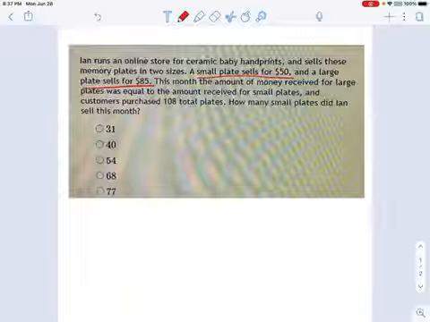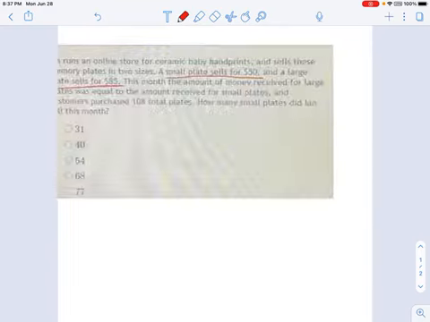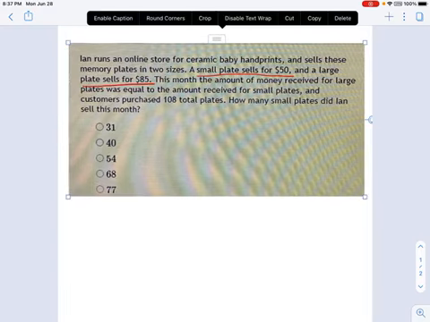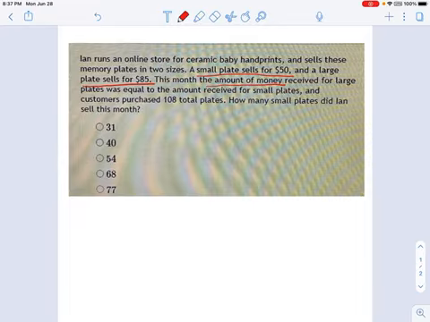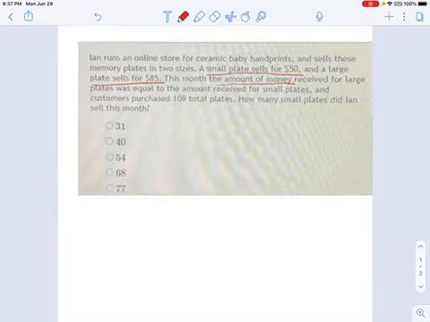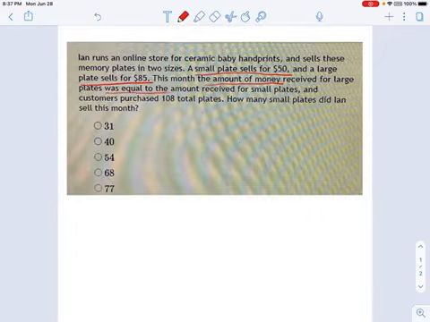One of the clues is that the amount of money received for large plates was equal to the amount received for small plates. Okay, so let's try to put that into an equation. How much money did he receive for these large plates? Well, I'm going to say the number of large plates that he sold is called L. I know it's real creative, but L is the number of large plates, and they were $85 each. Okay, L times 85, that's how much money he got for large plates.